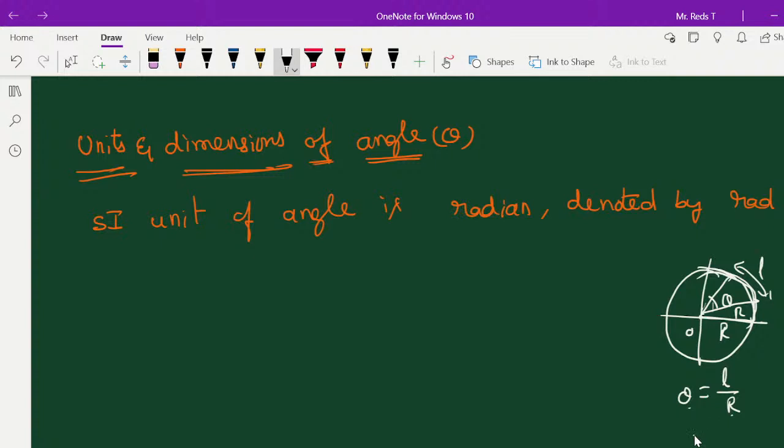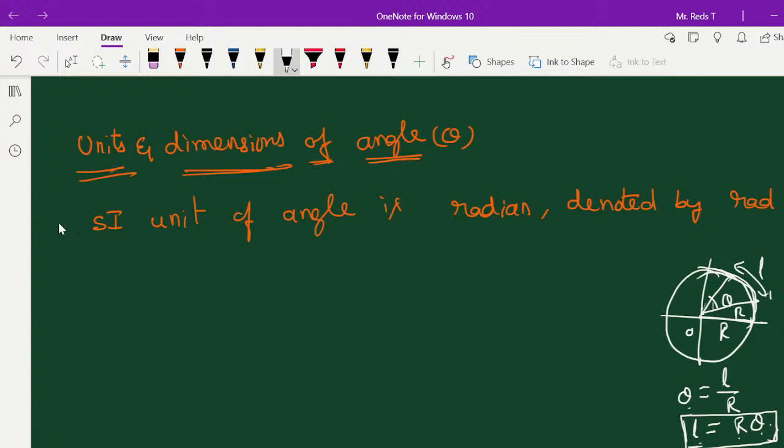In such a case, if you want arc length, you have to write L equal to R into theta. To get this L value in SI system, you should have R in SI system and theta also in SI system, means in radian. Then only you will get the L value in SI system. If you take theta in degrees, the resulting value of L will not be in SI system. These are simple conceptual points you have to remember.